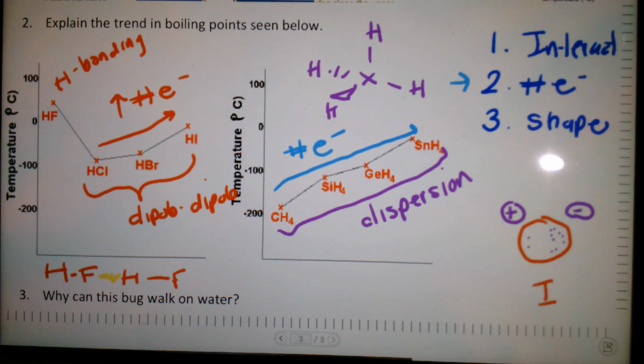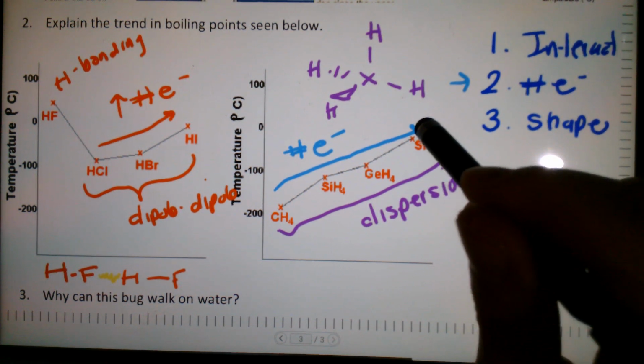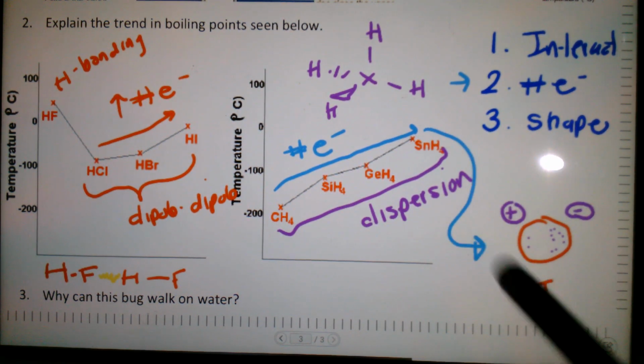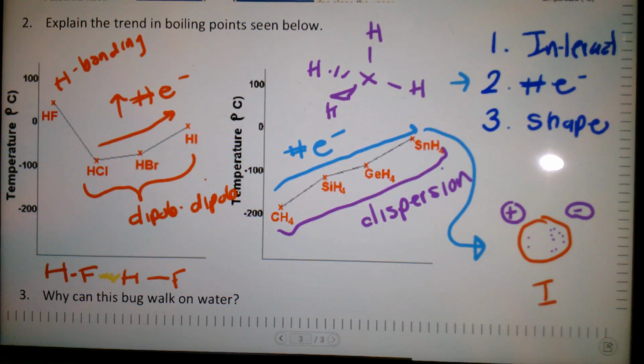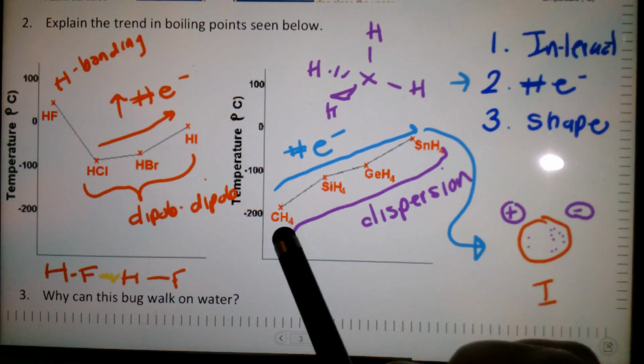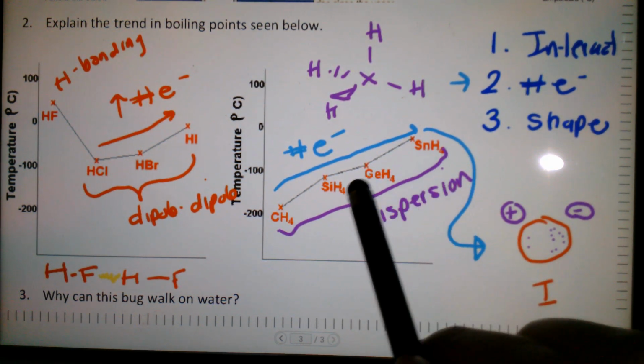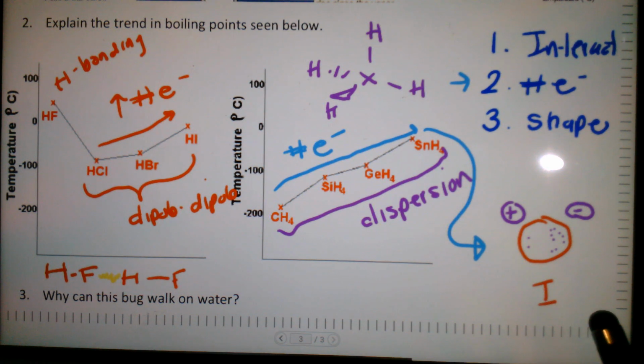As we increase the number of electrons, it becomes more polarizable, like we saw here, which makes the interaction a little bit stronger. Not significantly, because you see a steady increase here. So it slightly makes a stronger interaction between the two.